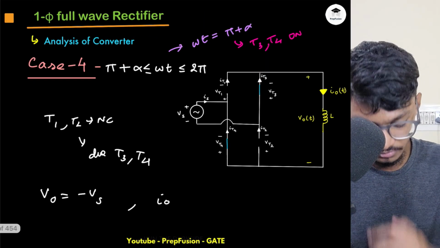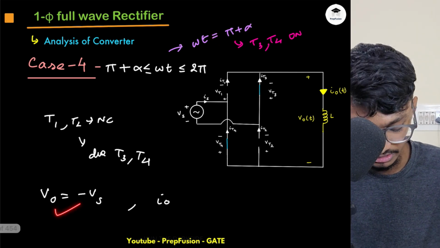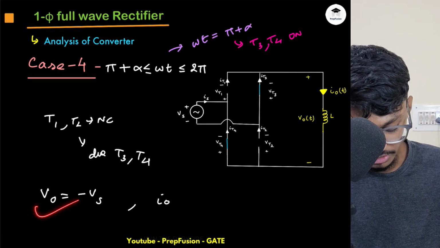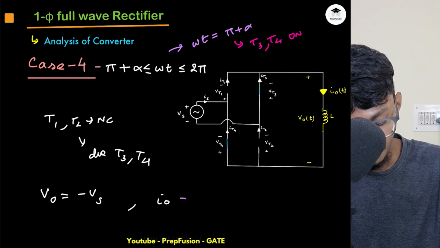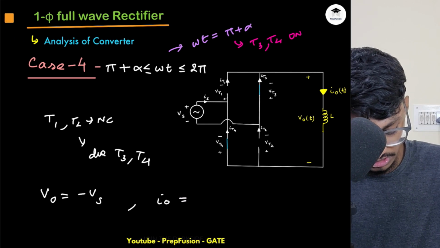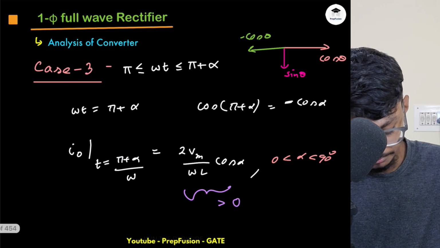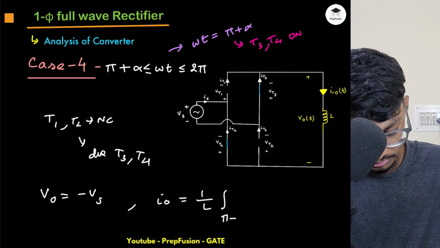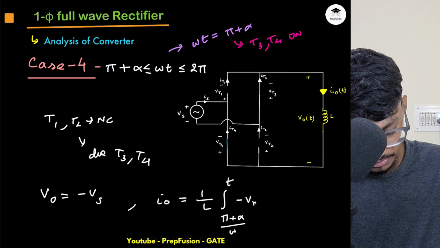Okay. Next, for the case 4. For the case 4, what is happening? At omega t equals pi plus alpha, T3, T4 are triggered, and this is the current, right? So this is the voltage. Now what is my IO? IO current will be what? Again, I will integrate this time, but this time I will integrate the negative value of Vs. So this will be 1 by L integration from pi plus alpha divided by omega to some time t, of minus Vm sin omega t dt.